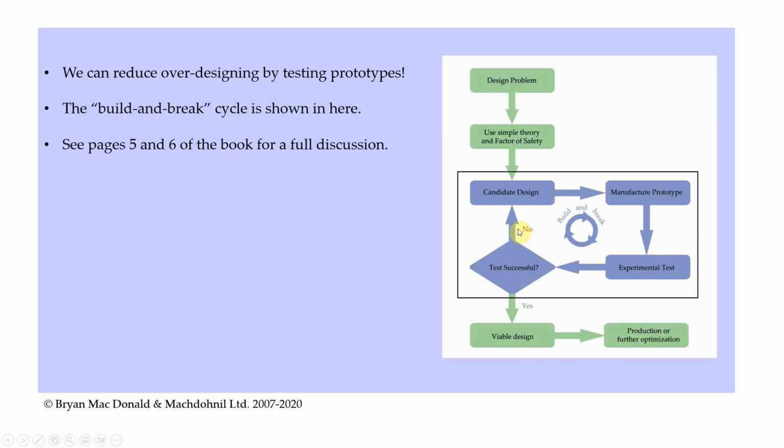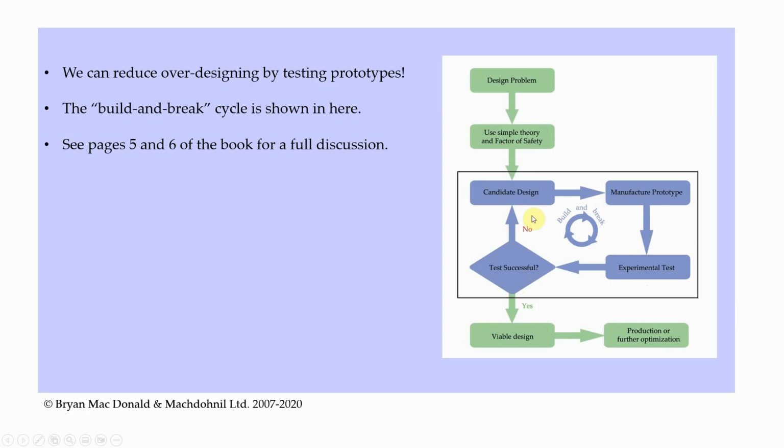If it's not successful, then we need to go back and change the candidate design, make a new prototype and test that. So in many cases, we'll end up going around this loop quite a lot. Maybe our first candidate design is quite rough and ready because we've used this simple theory. We make the prototype, do some tests and find out it fails miserably. We beef it up a bit, make a new prototype, test it again, and it maybe fails not so badly this time. So we may end up going around this cycle a few times.